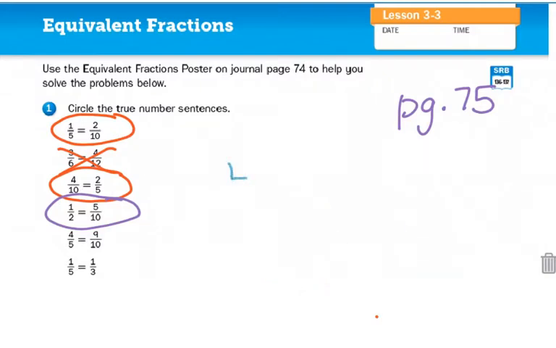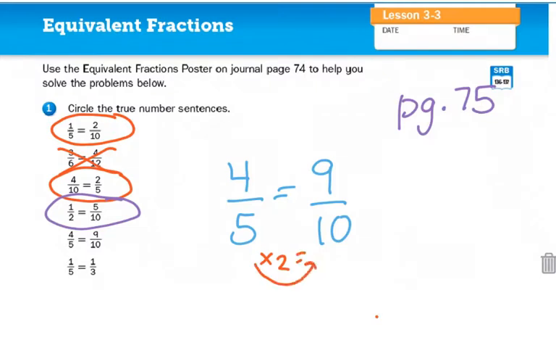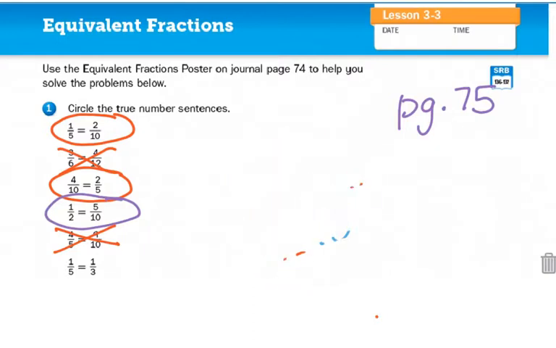The next one, 4/5. Does that equal 9/10? In this case, it makes sense to start on the bottom, the denominator. I know that 5 times 2 is 10, so if I multiply the bottom by 2, I would multiply the top by 2. Let's see if 4 times 2 is, it's not 9, is it? 4 times 2 is 8. So this is not equivalent. It would have to have an 8 on the top. They are not equivalent. Let's try one more in number 1.